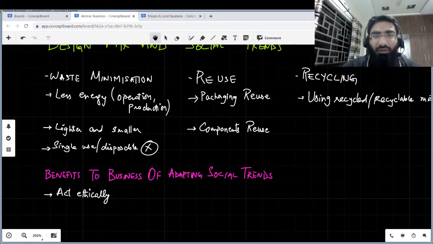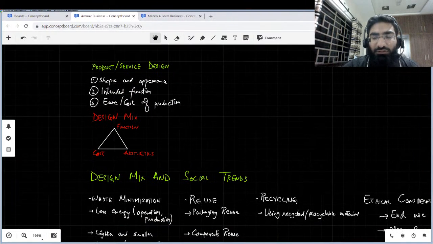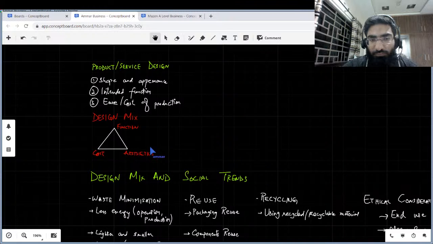So first they want you to know that product design is a component of three things: cost, function, and aesthetics. That's one thing. The other thing to take away from this chapter is that design is influenced by social trends. What is aesthetics? Aesthetics is, for example, the experience that you get while using the product. So for example, touch, taste, smell, finish of the product, those things. That's aesthetics.